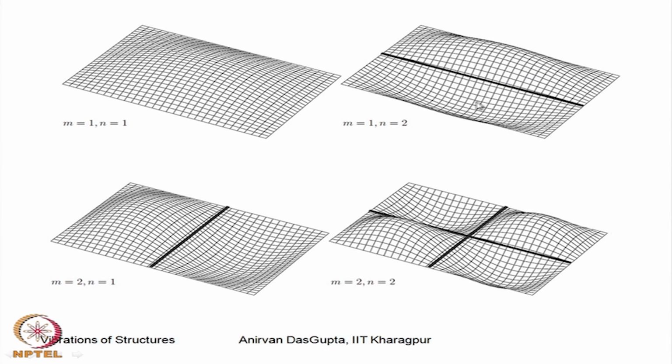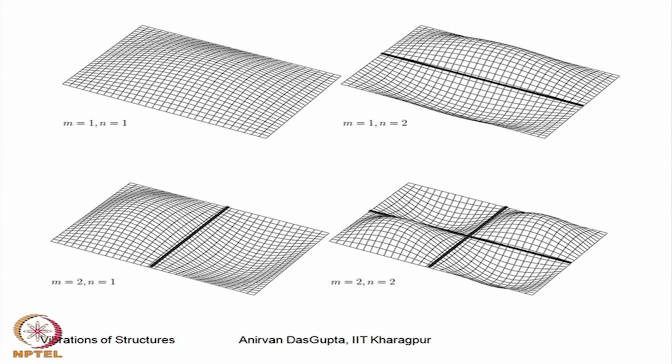m is for this direction, n is for this direction. So, we have one nodal line along, so this is parallel to the x axis. This is for 2 1. So, one nodal line parallel to the y axis, and this is m equals 2 and n equal to 2. So, this is the w 2 comma 2 mode. So, you have 2 nodal lines like this.